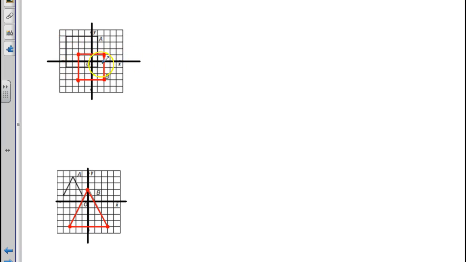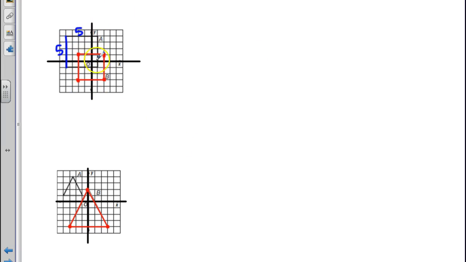I have two figures here. The black figure is the pre-image, that's the original. The red is the new figure, the image. First of all, let's figure out if these guys are similar. So we need some side lengths. I think we could just count these boxes. 1, 2, 3, 4, 5. 1, 2, 3, 4, 5. So it's a square, 5 by 5.